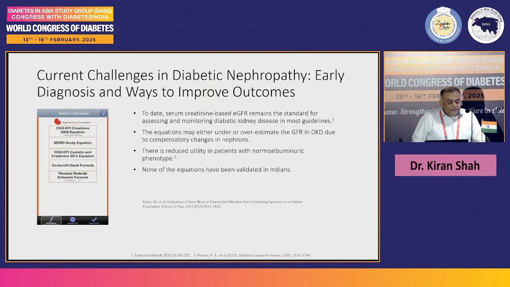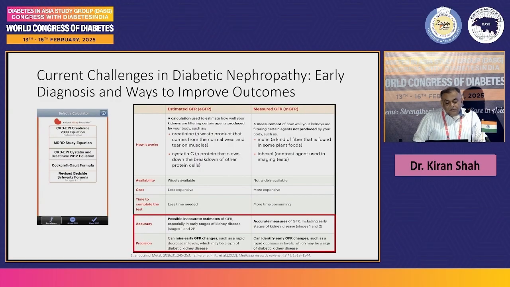Now, this is an app, this is a calculator. I'm quite sure each one of us would be using one possible calculator here. The important part is that the equations may either underestimate or overestimate the GFR and DKD due to compensatory changes in the nephrons. And there is a reduced utility of these calculators in patients with normoalbuminuric phenotype. None of these equations have been validated in India.